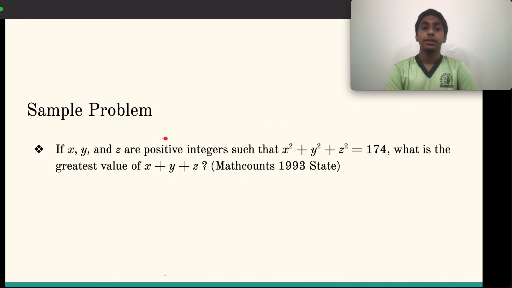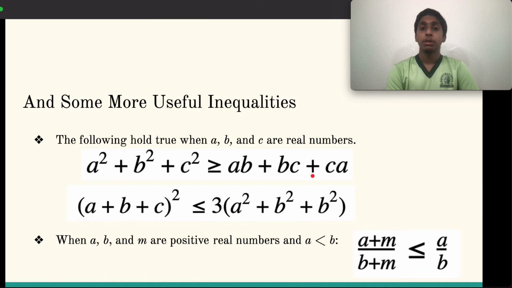Okay, and here is our final sum problem. If x, y, and z are positive integers such that x squared plus y squared plus z squared is equal to 174, what is the greatest value of x plus y plus z? Mathcounts 1993 state.